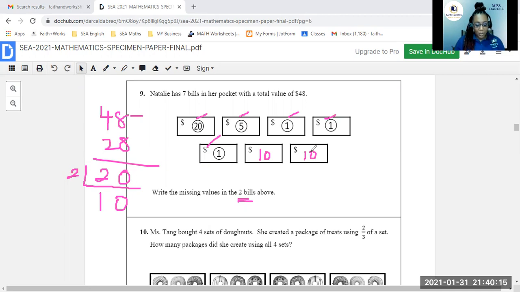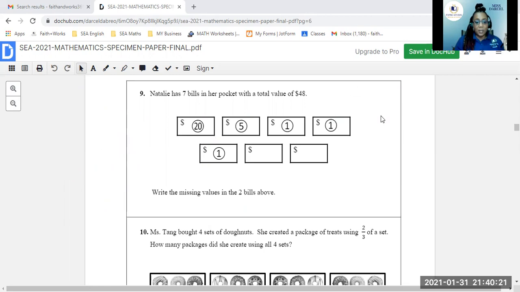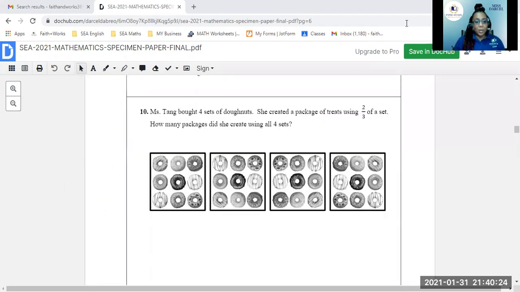All right, let's go on to the next one. We have, Miss Tang bought 4 sets of donuts. She created a package of 3 treats using 2/3 of a set. How many packages did she create using all sets? 4 sets. All right, now we have 4 sets. 1, 2, 3, and 4. All right, so this is 1 set. How many donuts are in one set? One set equals how many? 1, 2, 3, 4, 5, 6, 7, 8, 9. 9 donuts.